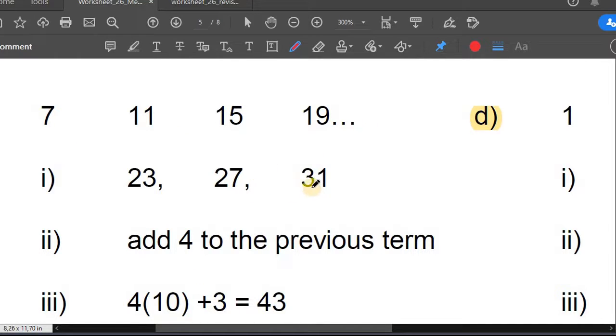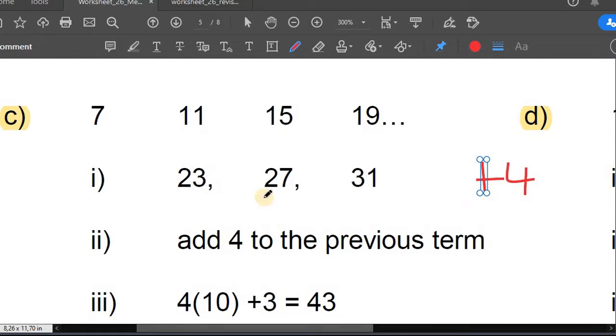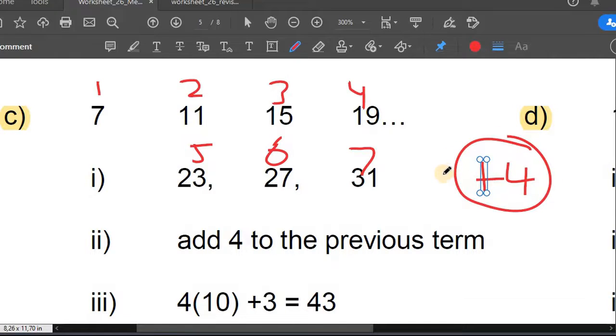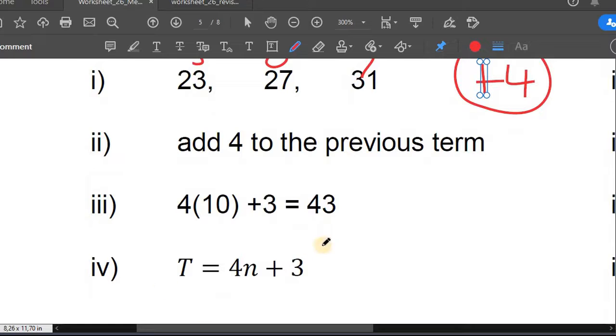We know that the constant difference is +4. Let me just write this down here so we don't forget. We know the constant difference is +4. Now this is term 1, term 2, term 3, term 4, term 5, 6 and 7. Now to make my equation, we know our constant difference is 4. I want you to see how they created this equation. I'm referring to this part here. My constant difference went here, something times n. My constant difference in this case is 4, so it's 4n. And then I've got a +3.